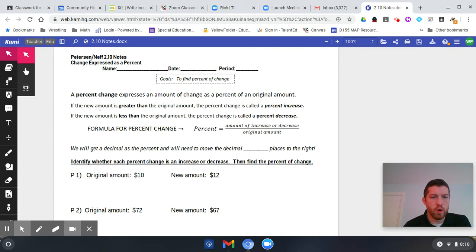So if the new amount is greater than the original amount, the percent change is called a percent increase, right? And if the new amount is less than the original amount, the percent change is called a percent decrease. So it's going to be one of those two things. It's either going up in price or down in price. The nice thing about this section is it has to do with money, and so a lot of us can visualize that very easily.